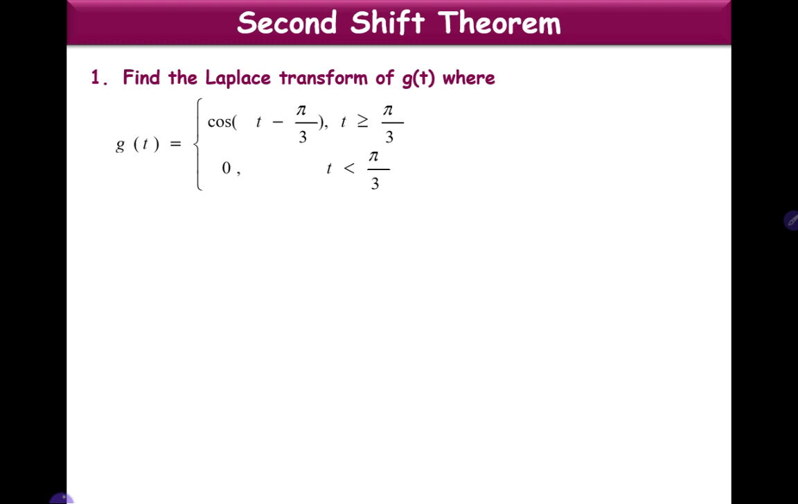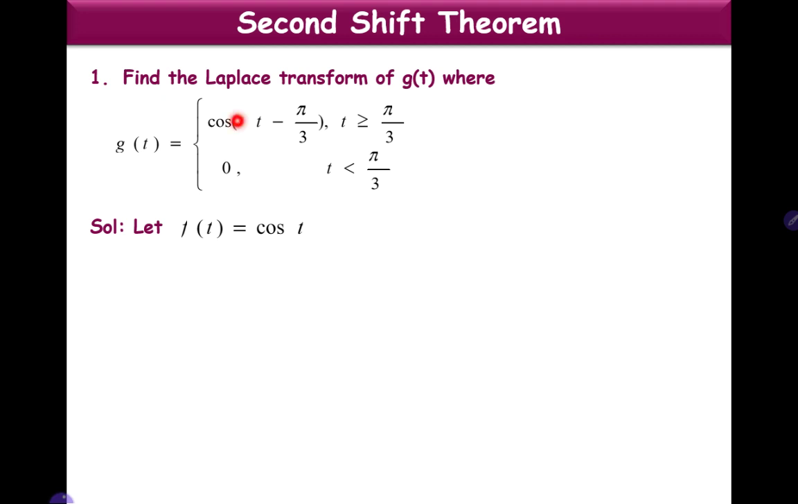The first function here is g of t is equal to cos of t minus pi by 3 for t greater than or equal to pi by 3 and 0 for t less than pi by 3. Now this g of t resembles f of t minus a for t greater than or equal to a and 0 for t less than a. So to find the Laplace transform of this g of t, we can apply the second shift theorem. For that, first we need to write what is f of t.